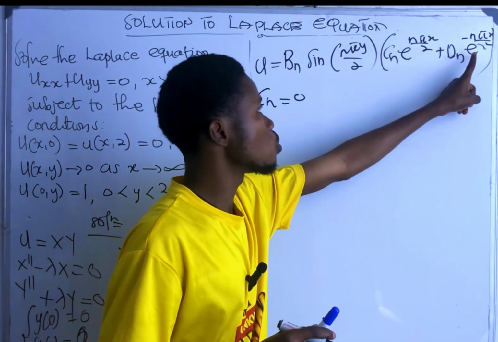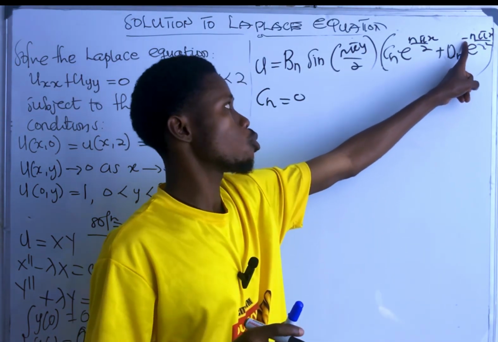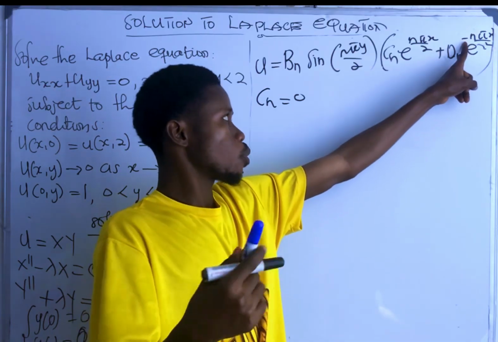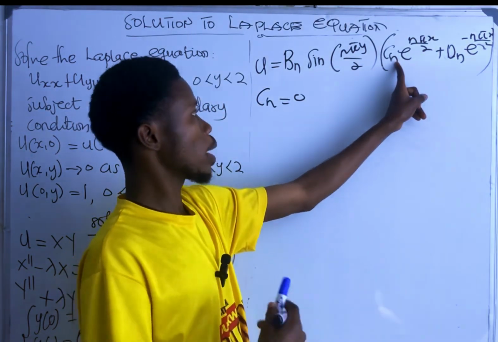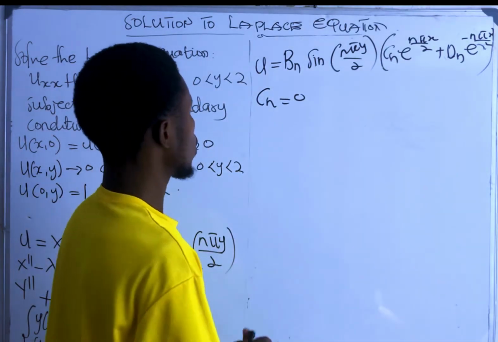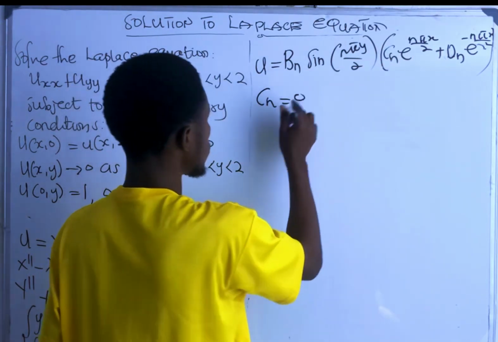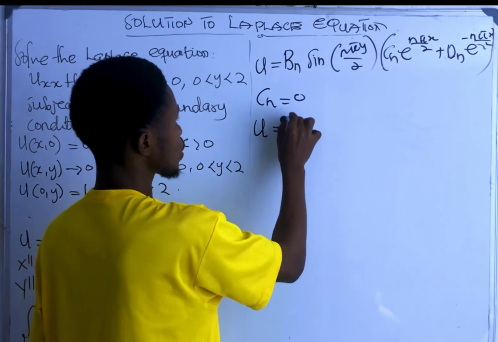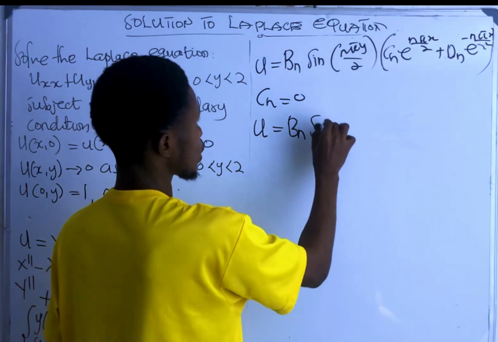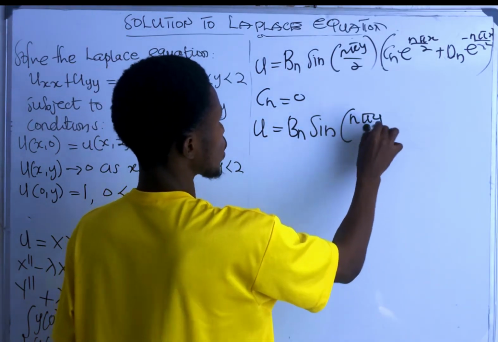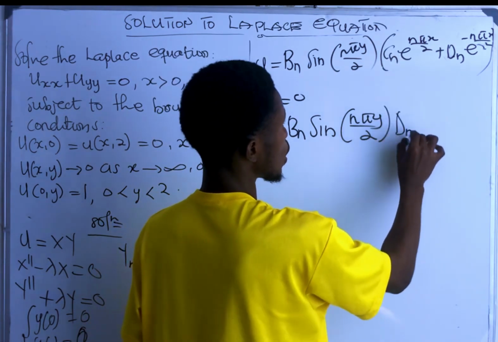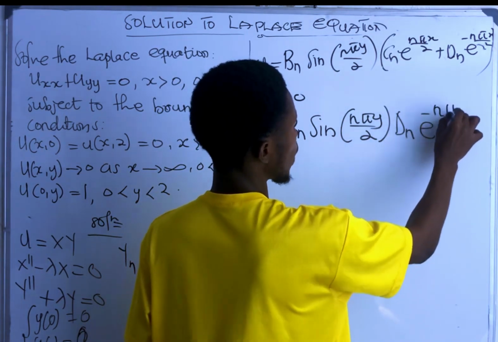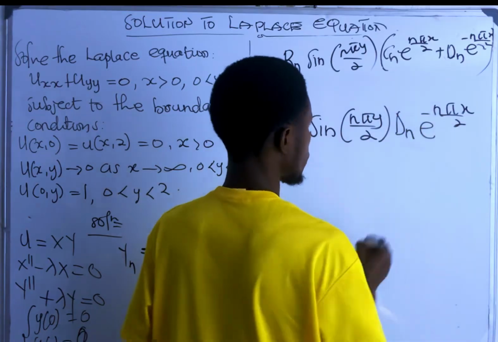Because of the negative, this one will go to 0. It will be approaching 0, but this one will be a bigger number, so we want this one to go to 0 by saying that Cn equals 0. If Cn equals 0, the only thing left behind will be b subscript n sine n pi y over 2. So this one goes already, dn e to the power negative n pi x over 2.